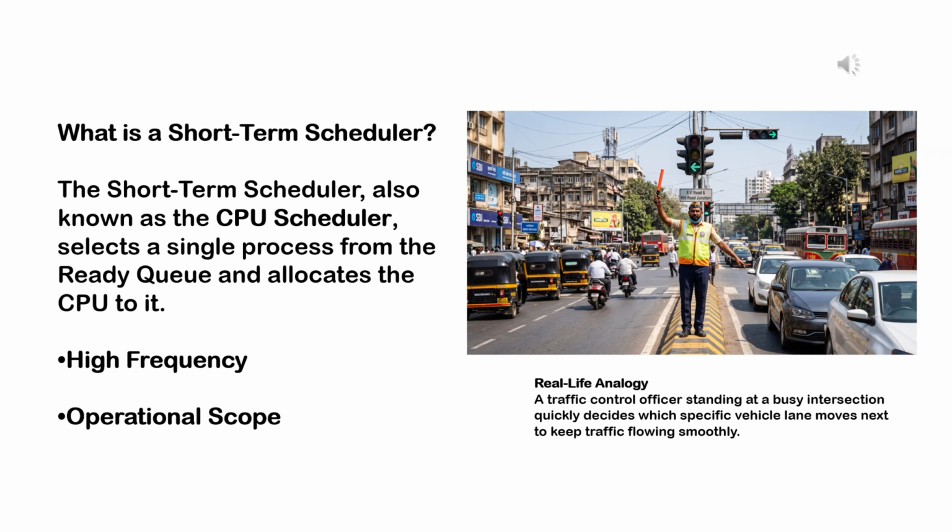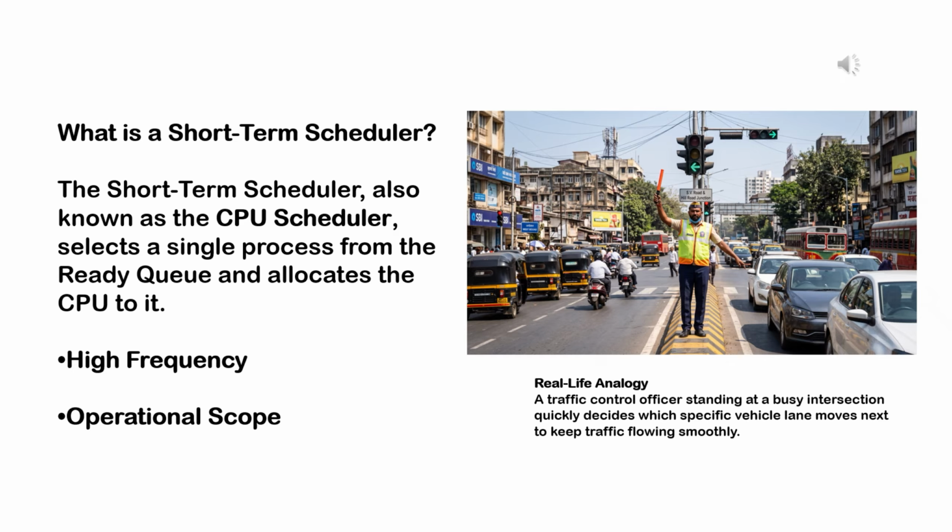Now, let's move to the second scheduler, the short-term scheduler, also called the CPU scheduler. Unlike the long-term scheduler, this scheduler works continuously. Its job is to select one process from the ready queue and assign the CPU to it. Every time the CPU becomes available, the short-term scheduler immediately decides which process should run next. Since these decisions happen extremely frequently, the short-term scheduler must be very fast. It operates in milliseconds and plays a major role in ensuring smooth multitasking.